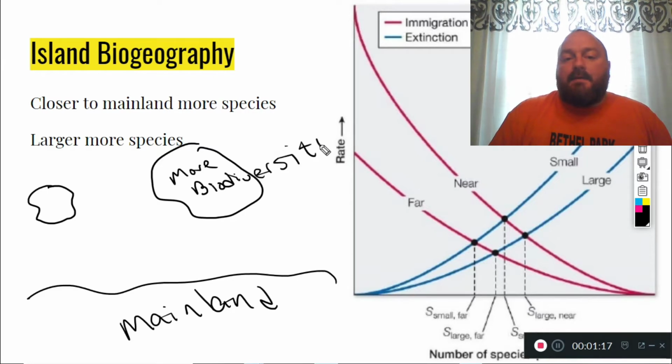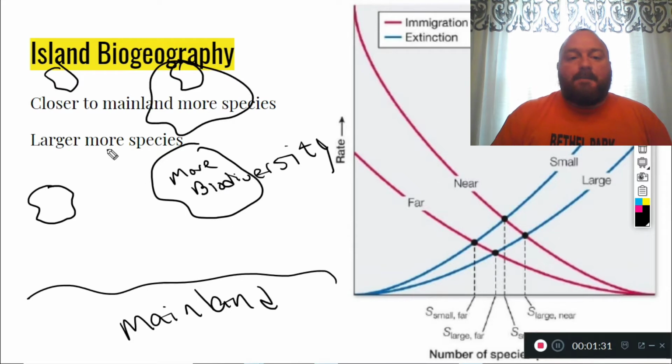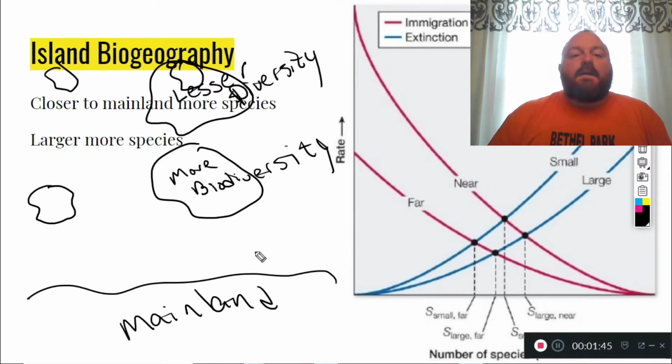The other thing they looked at with the theory of island biogeography is not only how big the island is, but if they put two equal-sized islands, one further out off the shore and one in close to the shore, and compared them. What they found was that the one that was closer to the shore, equal size, had more biodiversity than the one that was further away. Those birds are flying over, and they're more likely to find the island closer to the shore than the one further away. So we have more biodiversity the closer in to the shore we get, and we also have more biodiversity the larger the island gets.